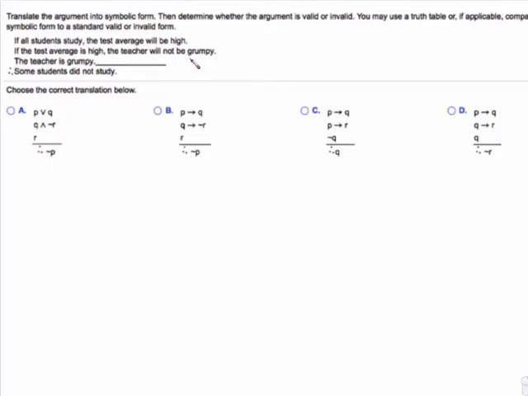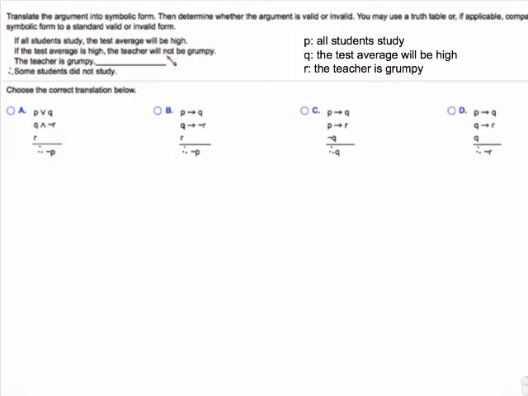This one, if you notice, does not have any P's or Q's identified. So we need to make our own list. If all students study, so we're going to need student studying, we've got some of that test average, and then we have teacher being grumpy. So here's what I have done for those. I've got P is all students study, Q is the test average will be high, and R is the teacher is grumpy.